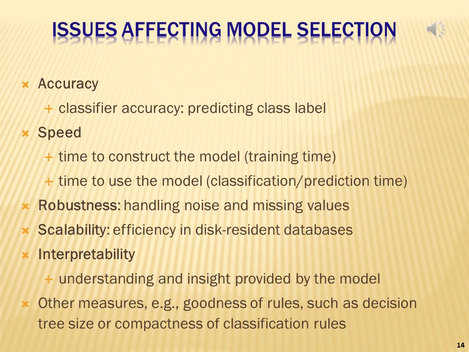When selecting a model, we must look beyond accuracy. Speed, robustness to noise, scalability, and interpretability are crucial. Depending on the application, we may also consider rule compactness or the ability to handle missing values. Choosing the best model involves balancing all these factors.